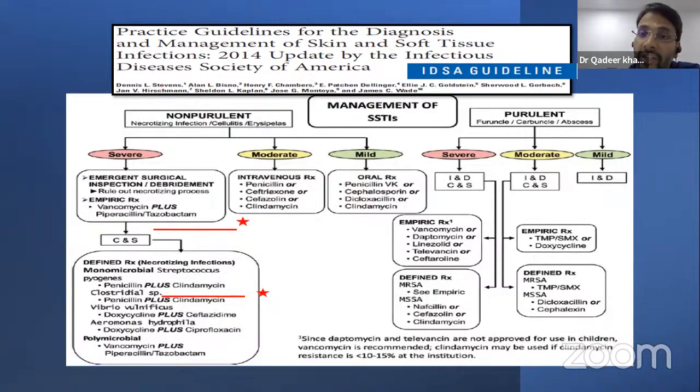If the soft tissue infections are purulent, like furuncle, carbuncle, or abscess, and severe, we have to go ahead with I&D, incision and drainage, and culture and sensitivity, with empirical antibiotics based on that. We also should know if the patient can have resistant infections like MRSA, so we should cover those organisms also in these cases. In moderate to mild cases, we can start with trimethoprim-sulfamethoxazole or doxycycline.